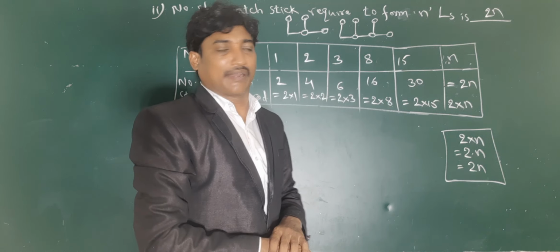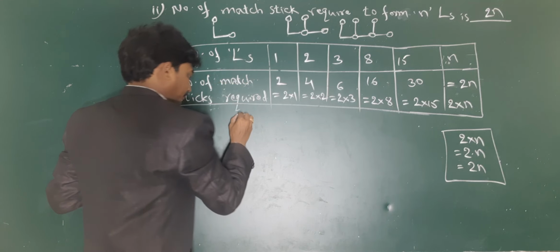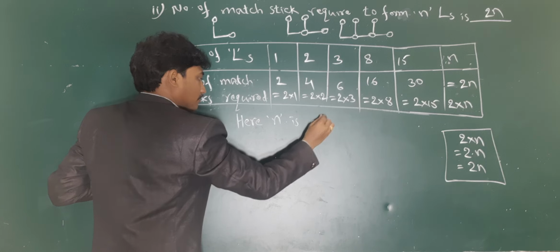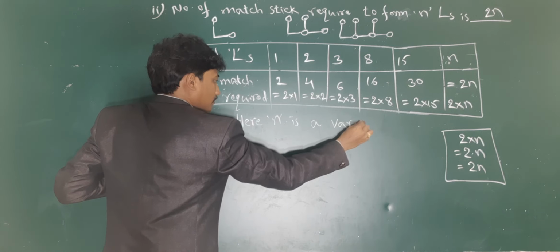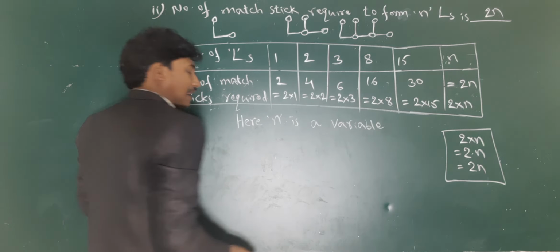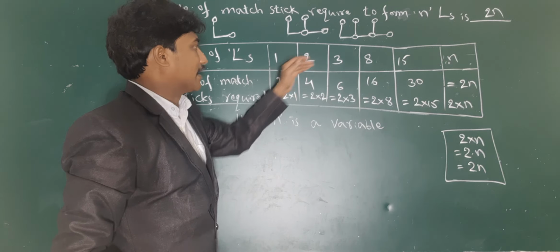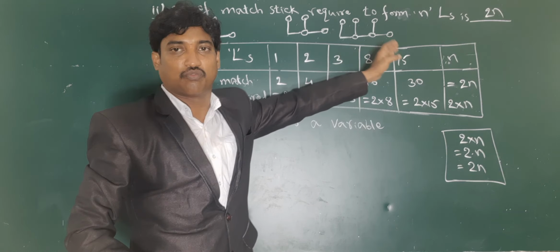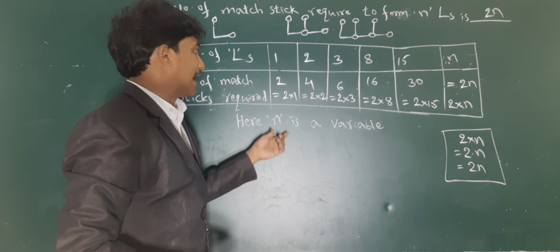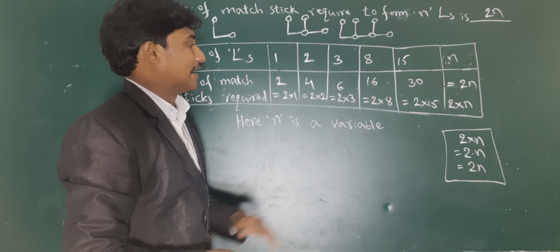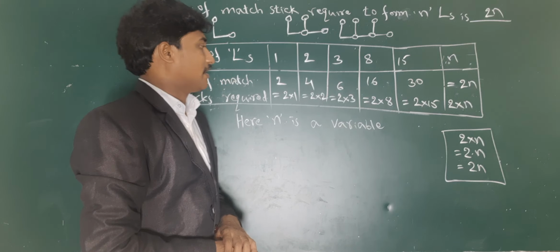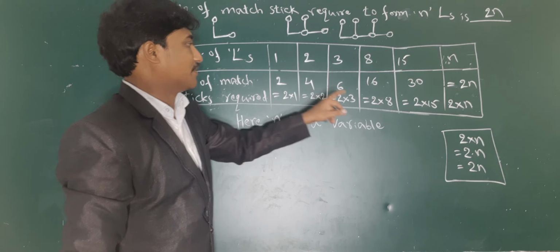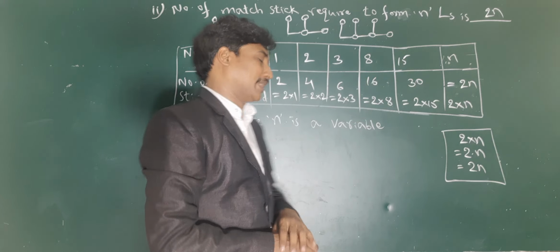Here n is a variable. n can take any whole number. n may be 0, 1, 2, 3, 4, 5 and so on. So n varies; n is taking different values. A variable is a quantity that may change within the context of a mathematical problem.